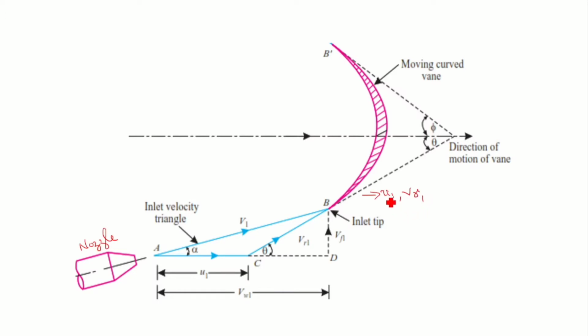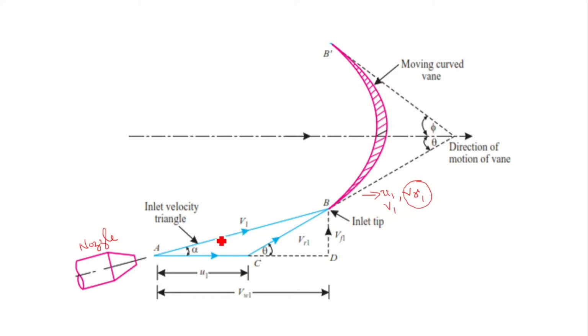Since the vane has velocity u1, and the absolute velocity, that is the velocity with which the jet leaves the nozzle, is v1. Since the jet is striking a moving curved plate, the actual velocity with which the jet strikes the plate will be the relative velocity only. So we take the relative velocity term as vr1.